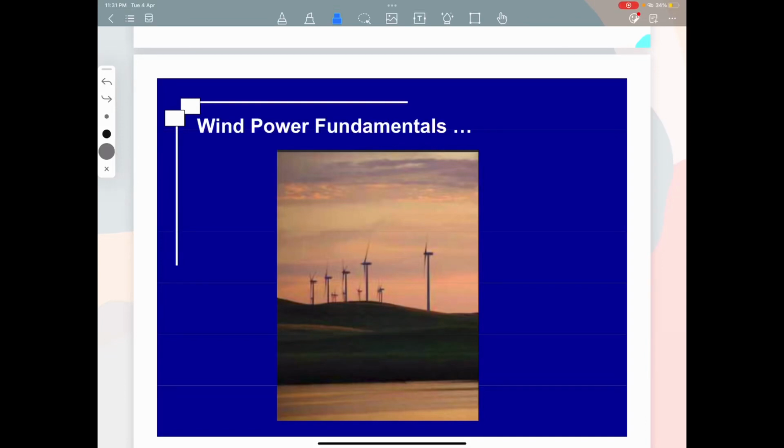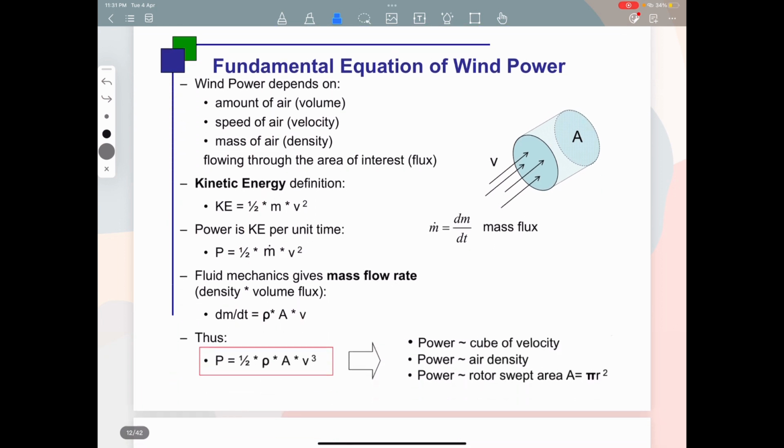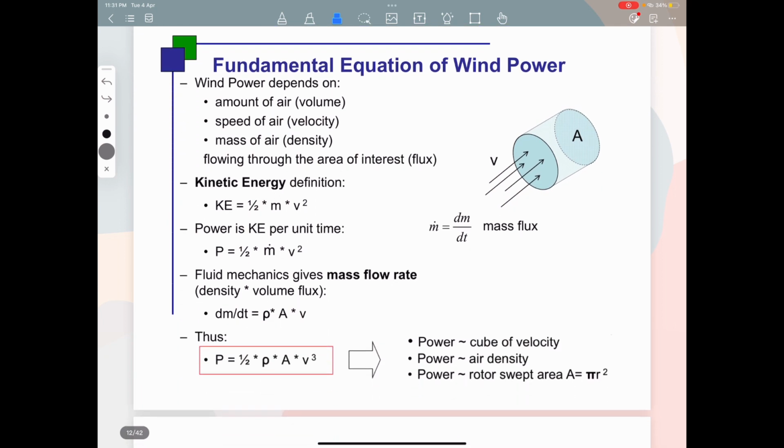Hello, it's Fatma Abel, and today I will be explaining the second part of lecture 2 of renewable energy, which is wind power fundamentals. So first I will start with the fundamental equation of wind power.